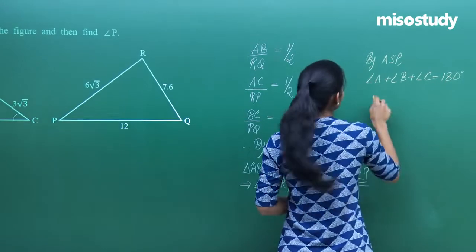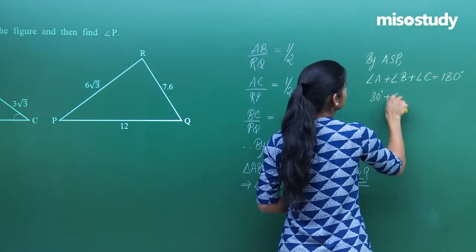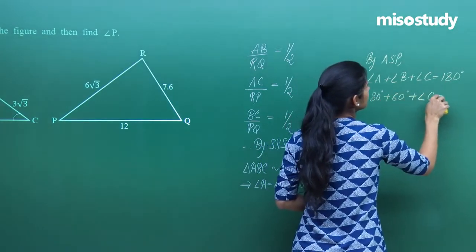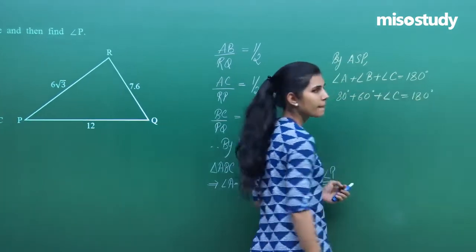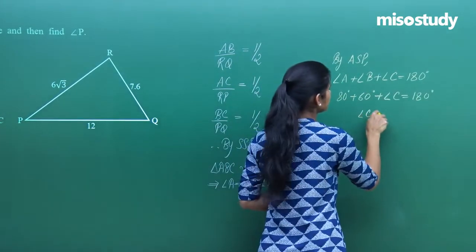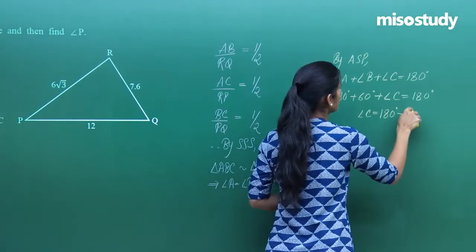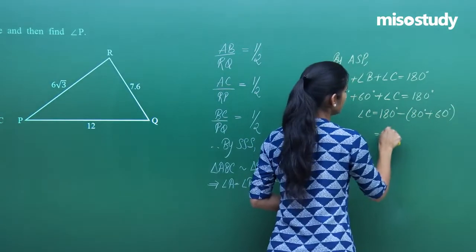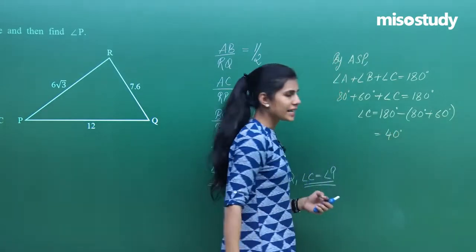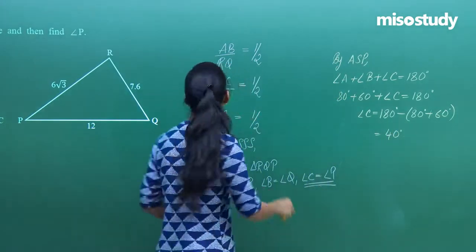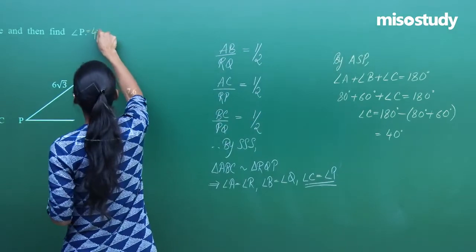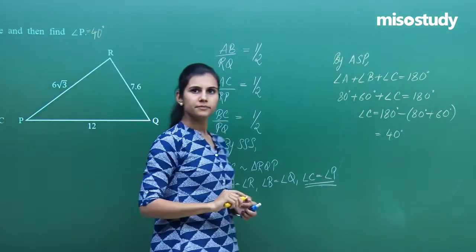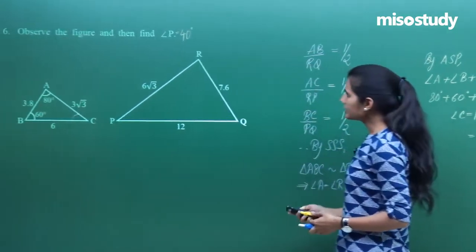Angle A is 80 degrees. This is 60 plus angle C is 180. Right? Angle C is 180 minus 80 plus 60. This is 40. So angle C is 40, which is equal to angle P. So angle P is 40. Clear?